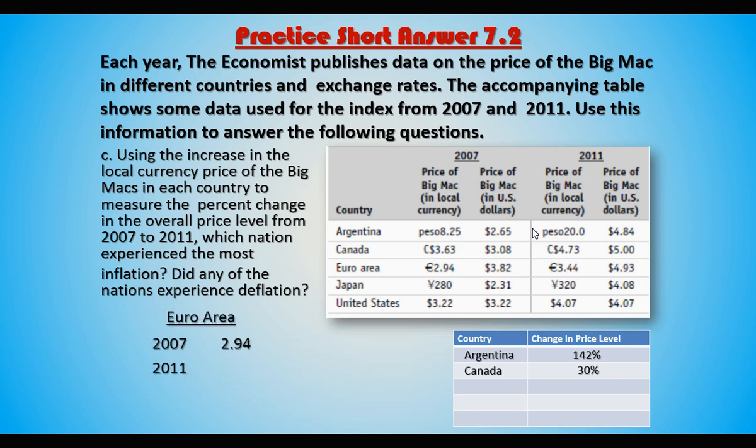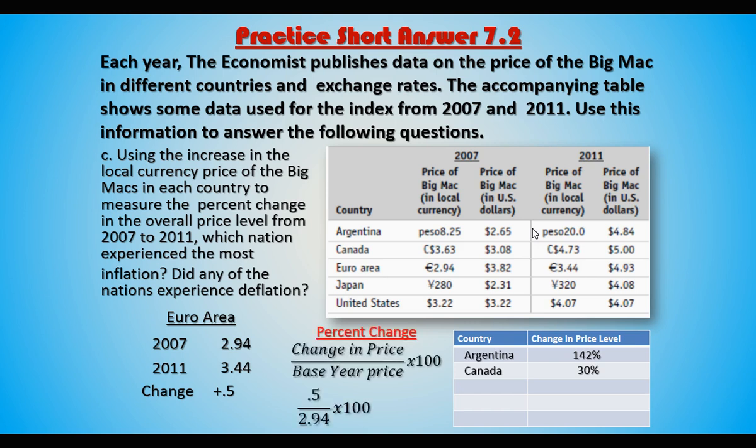For the euro area, we do the exact same thing. So we've got 2.94 euros in 2007, 3.44 euros in 2011. Take the difference. It's only half a euro. Take that as a proportion of the base year price. So the change in the price over the base year price times 100 to get the inflation rate. 17% inflation.